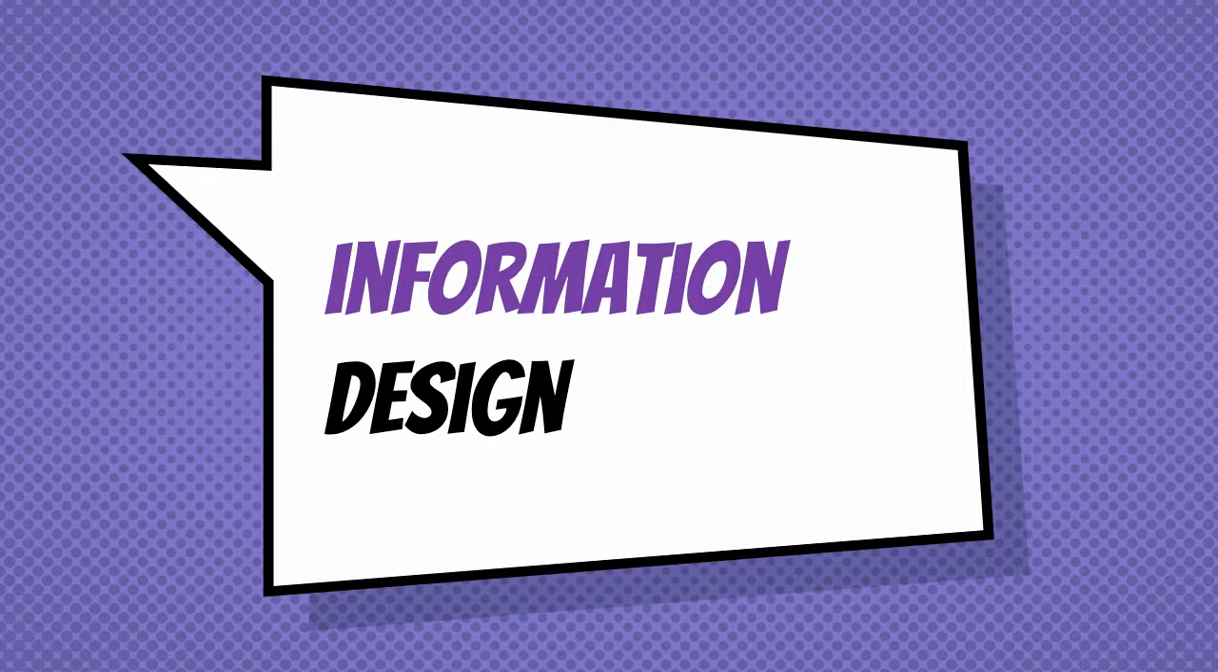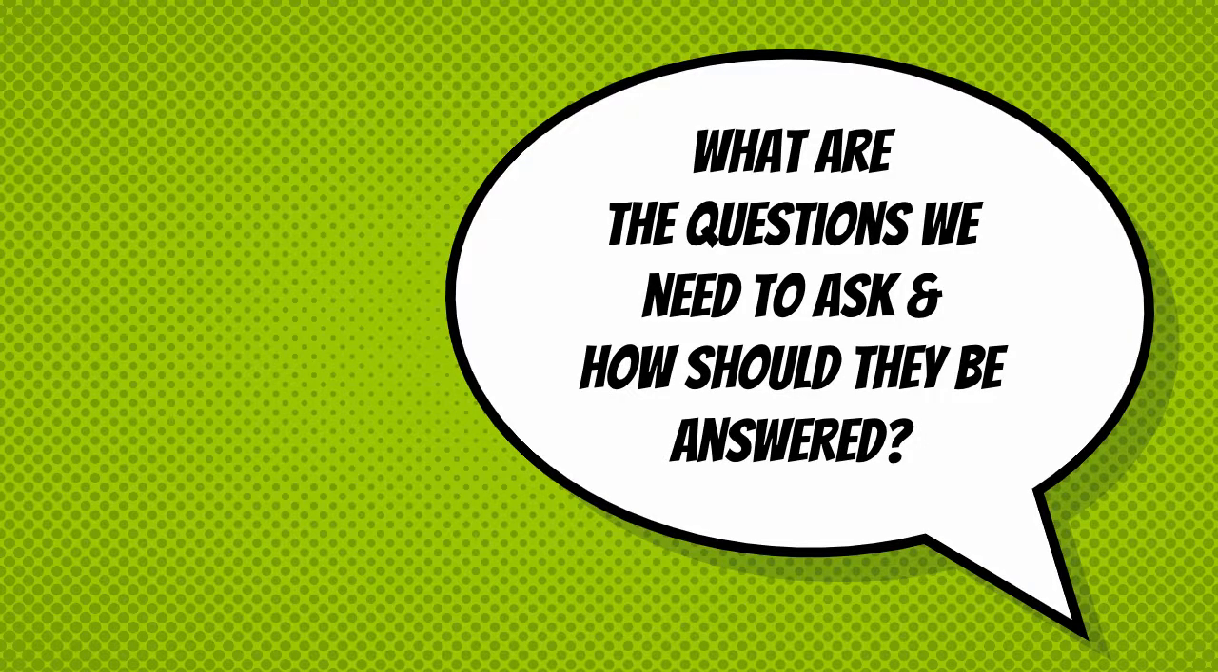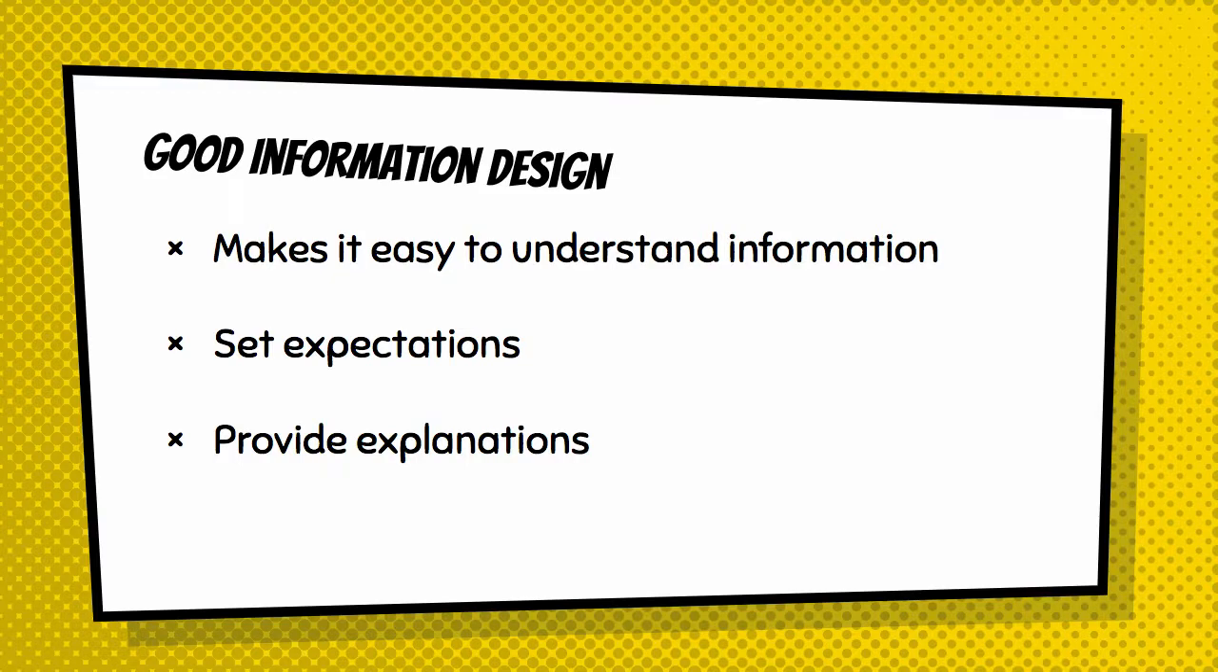And moving on to information design. Information design establishes the topic of the conversation. What are the questions we need to ask the user, and how should they be answered? Good information design makes it easy for them to understand the information. It sets the expectation of what you're asking them. When they come to the form, can they understand all the pieces of data they need to get to? On very long forms, it helps when they can just scan it and say, yes, I know all this information. And along the way, you want to provide explanations to each question.